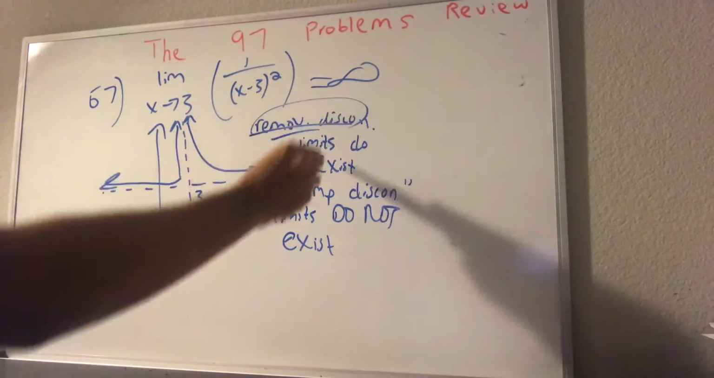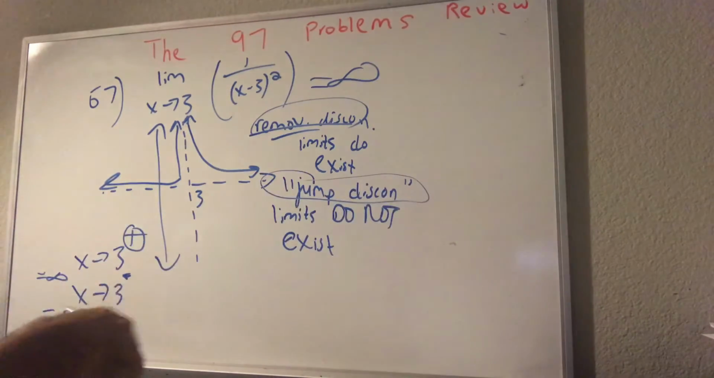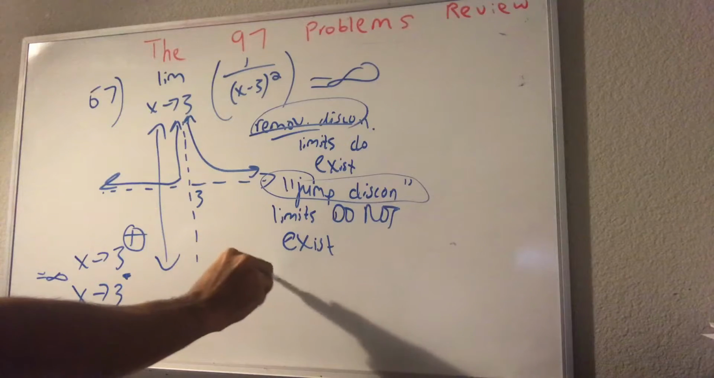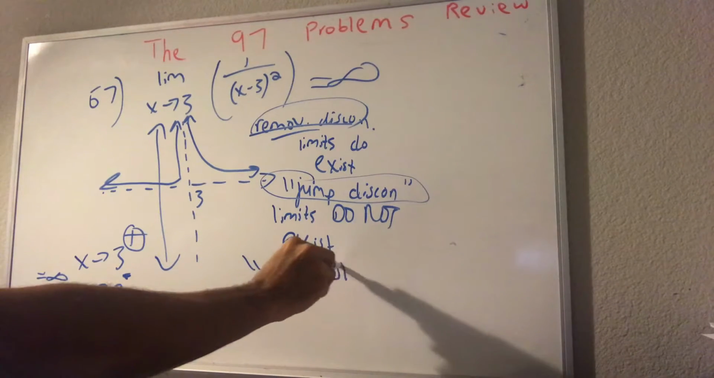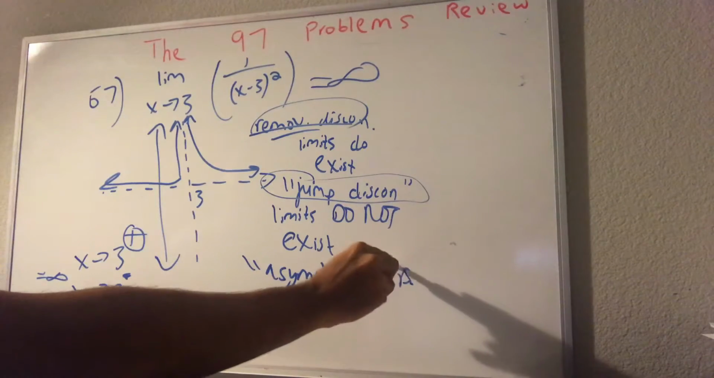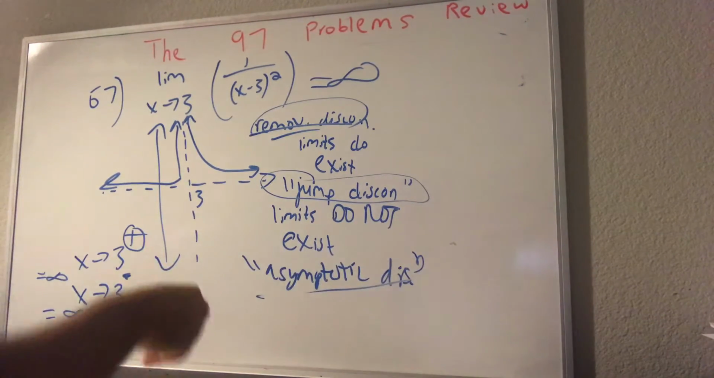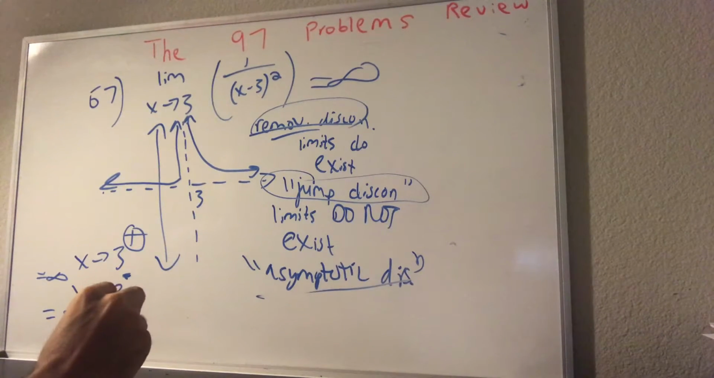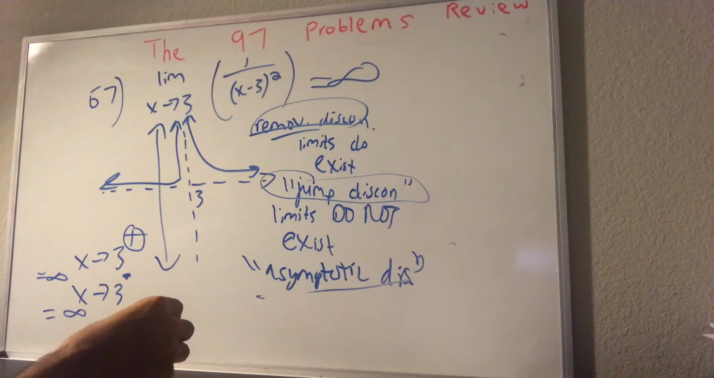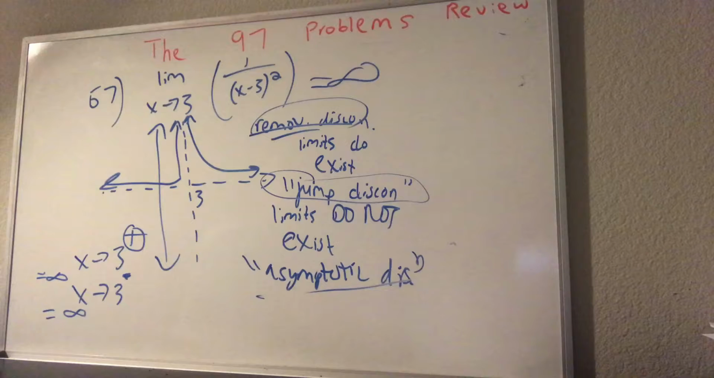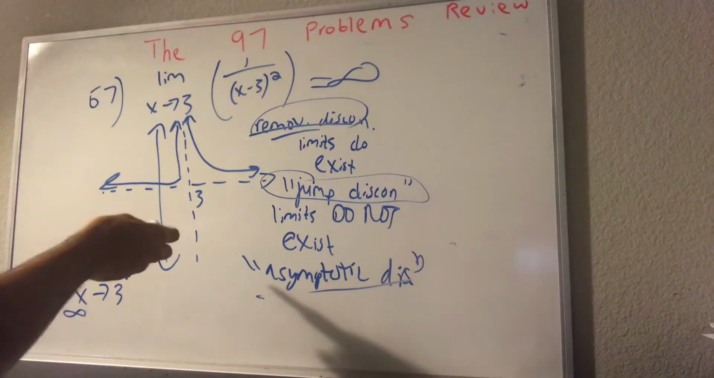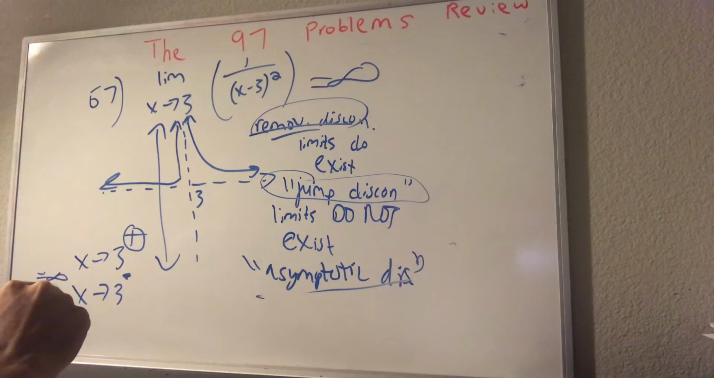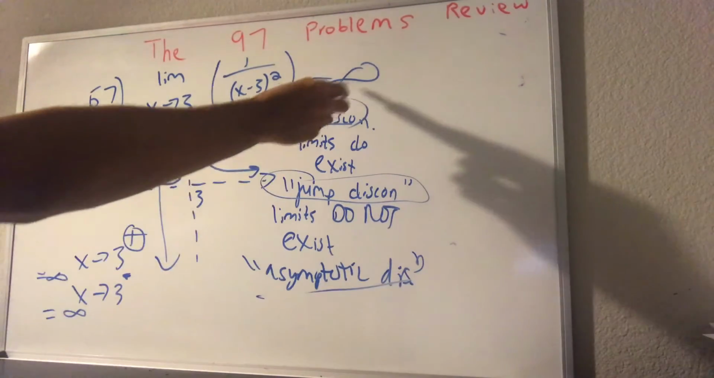So we have removable discontinuities and we have jump discontinuities that we have gone over. This one brings in the concept of asymptotic discontinuities. Looking at asymptotic discontinuities, this is an excellent example because we have a vertical asymptote at x equal to 3. And so this one proves the idea that even if there is an asymptotic discontinuity present, the limit may possibly exist. As you see here, there is an asymptotic discontinuity present, and the limit does exist. The limit is infinity in this case.